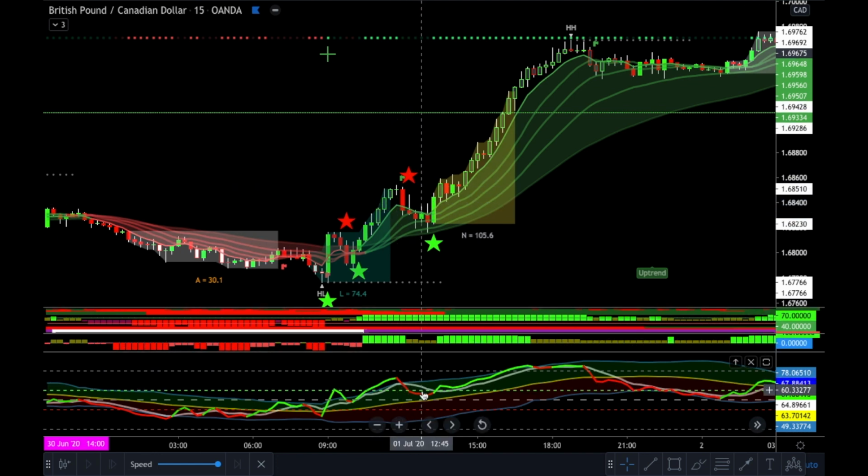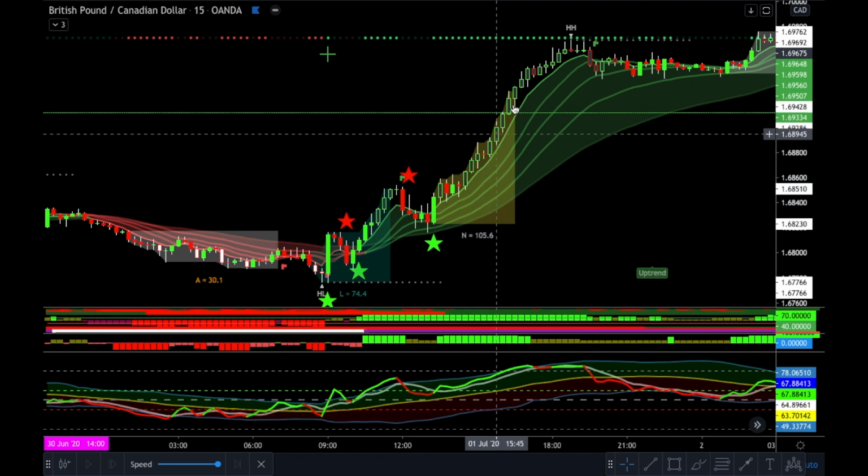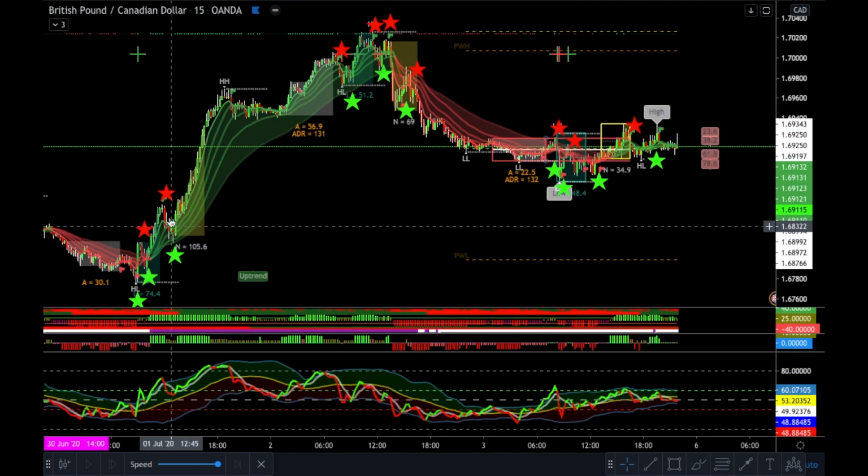I can see that even the 2 and the 7's crossed over. When the 2 and the 7 crossed back over, I wouldn't have got in yet. It's told me here. I could have got in on this candle here. Put my stop loss 10 to 20 pips. Held this, went all the way up.